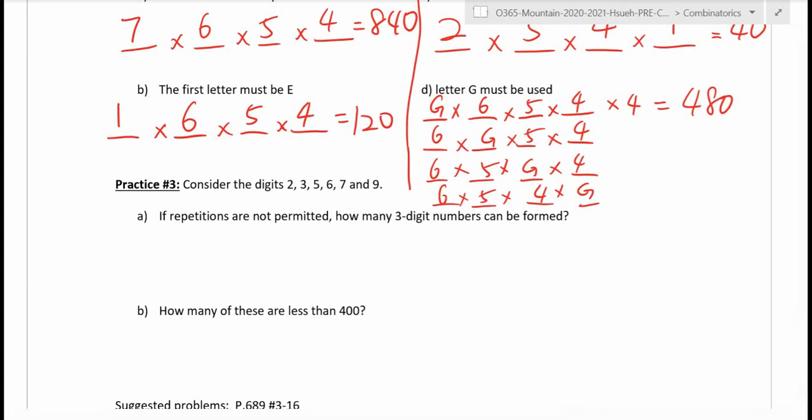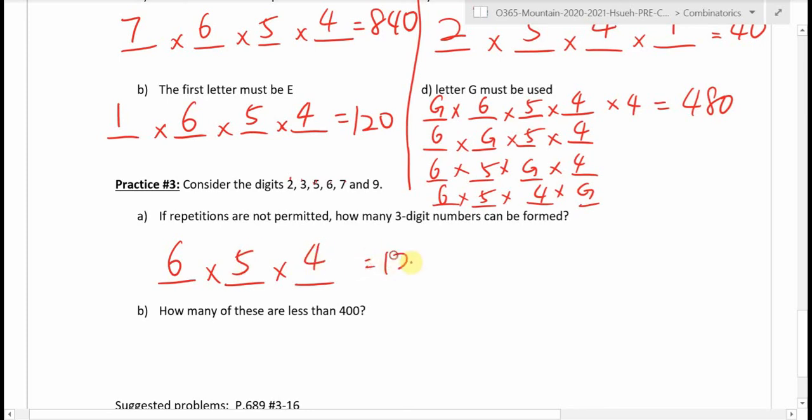I'll let you try first, and then I'll show you the answer in a bit. Part A says if the repetitions are not permitted, so we cannot repeat the digits, how many 3-digit numbers can be formed? So again, 3 digits, so 3 placeholders. You cannot repeat them. I have 6 numbers, so 6 times 5 times 4, 120.